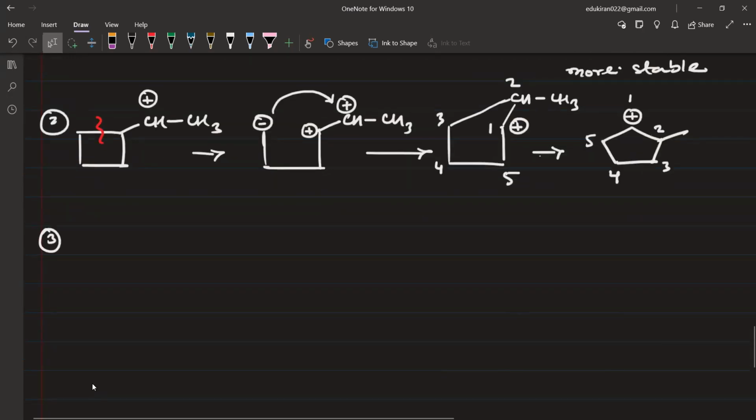Now see in the third one. CH2 positive, and I have a CH3 group here, let us suppose. Okay, I have a CH3 group here.